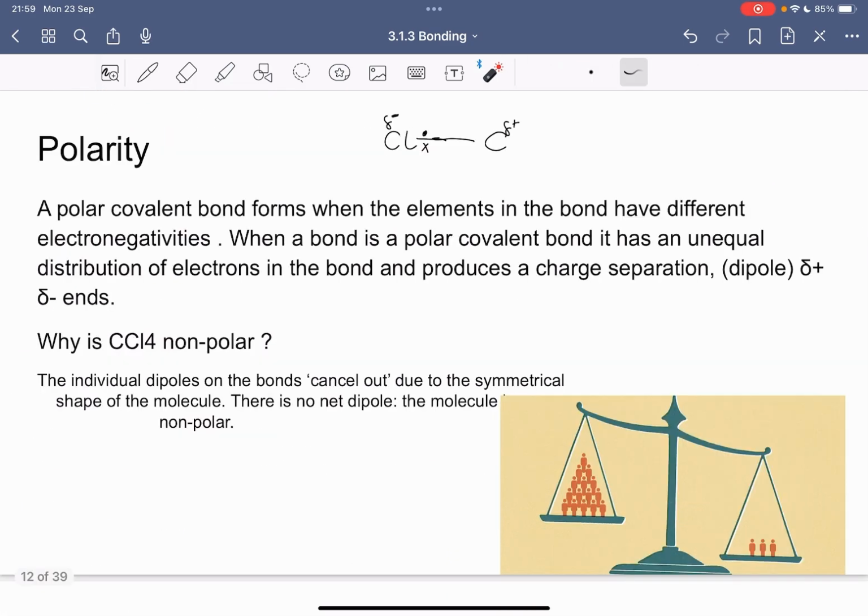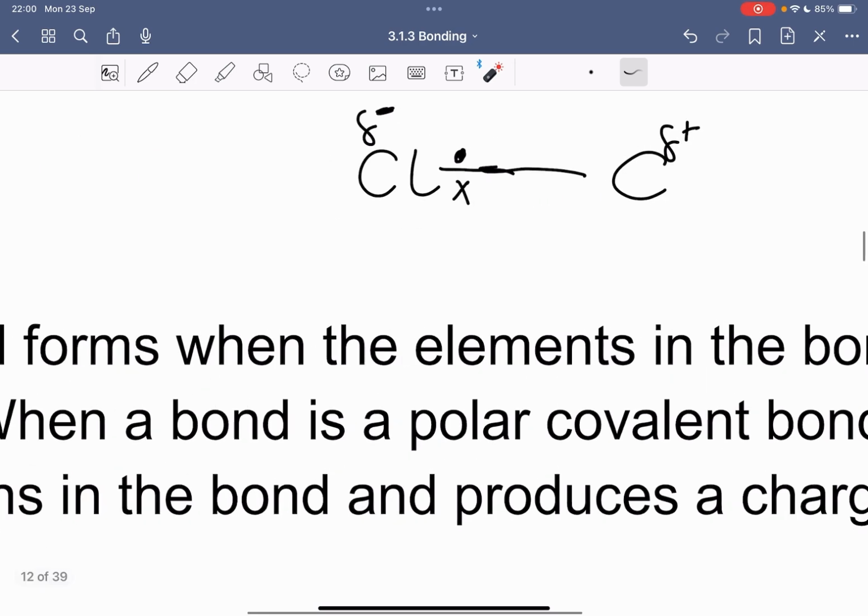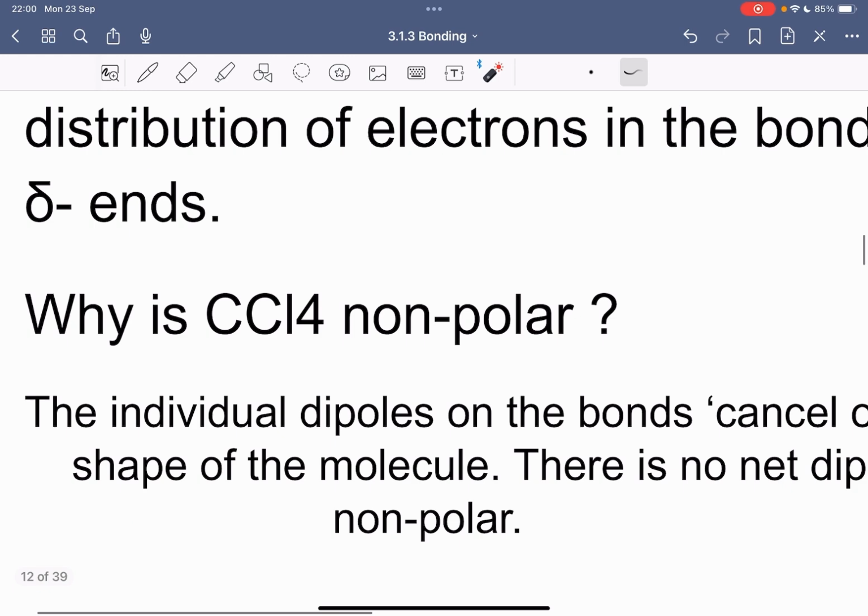So a polar covalent bond forms when the elements in the bond have different electronegativities. When a bond is polar covalent, it has an unequal distribution of electrons in the bond and produces a charge separation, slightly positive and slightly negative ends. So this bond is polar. However, here I've said a molecule of CCl4 is non-polar.